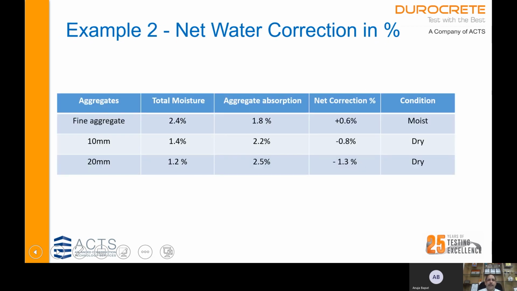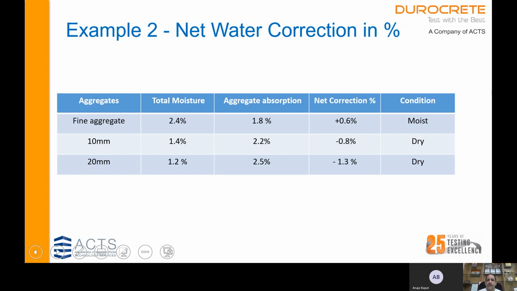Example 2, fine aggregate, the total moisture is 2.4% and aggregate absorption is 1.8%. So we have 0.6% excess moisture over and above SSD condition present, whereas 10 mm aggregate, the total moisture is 1.4% and aggregate absorption is 2.2%. So difference is 0.8%. So it will absorb 0.8% from the surroundings and 20 mm aggregate will absorb 1.3% from the surroundings.